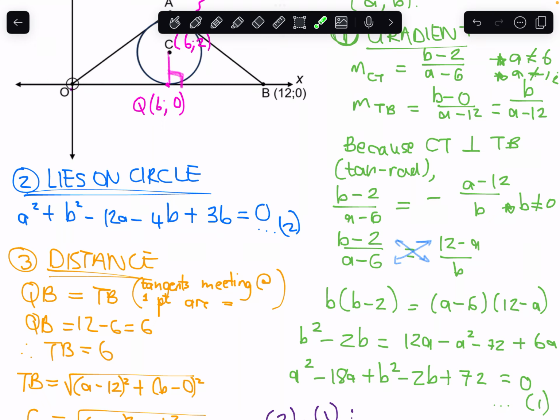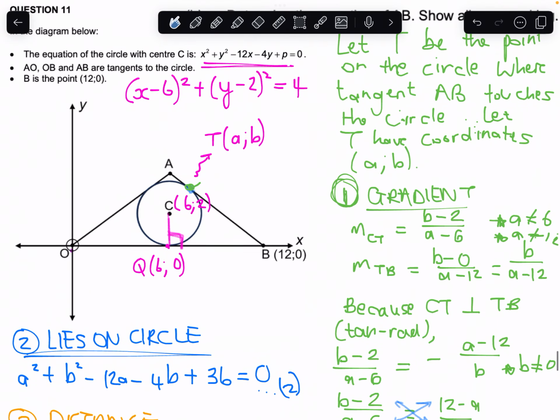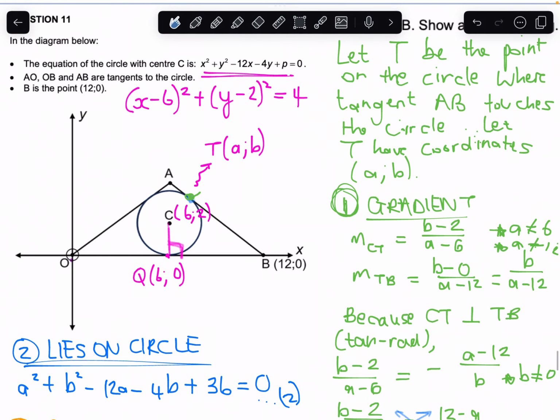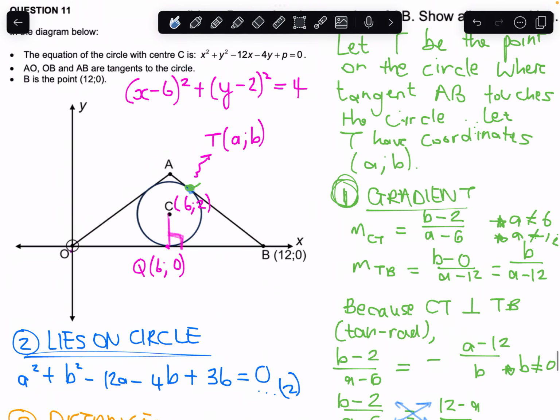So that was now my first equation relating A and B. The second piece of information I used is the fact that this point lies on the circle. So if I put A and B into this equation, it will hold. I just spared myself multiplying these brackets out again because we already know what that looks like when it's multiplied out. That was our starting point for the previous question. So I just put in the A and the B there.